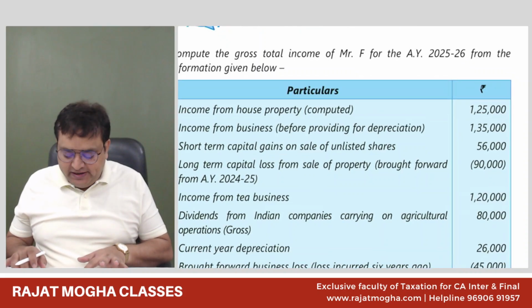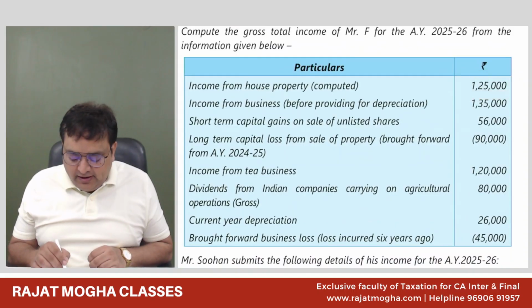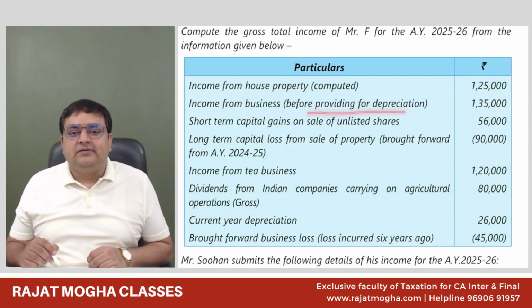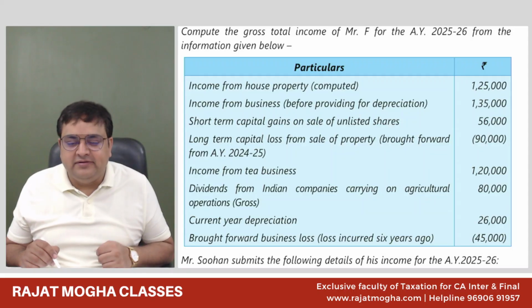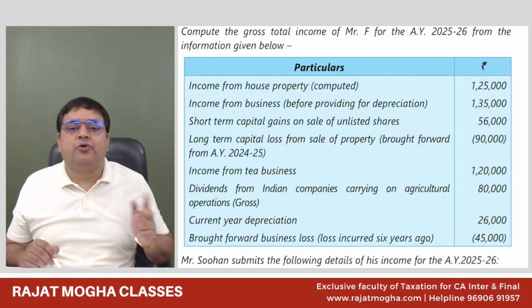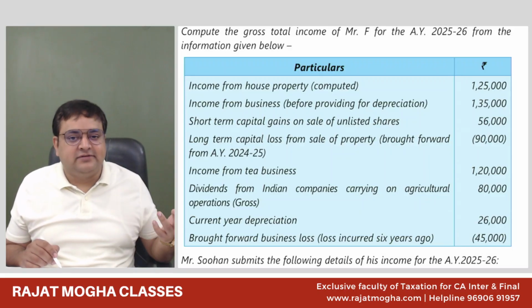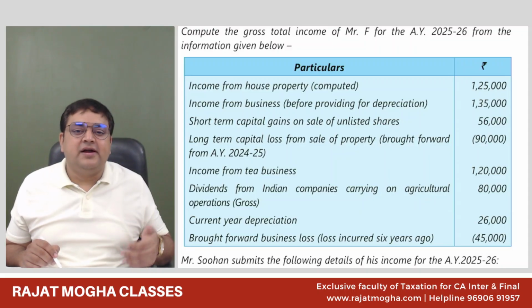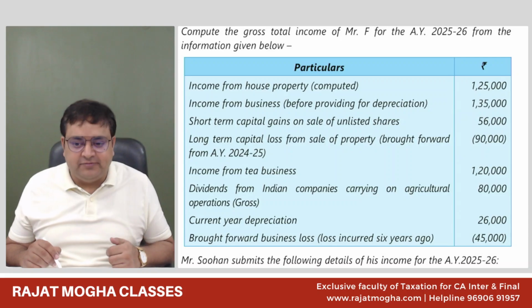Income from house property. So house property is positive. Income from business before providing for depreciation. See, if we have a PGBP income and we have not provided the current year depreciation, then current year depreciation should be provided first before the brought forward depreciation. Any depreciation which belongs to last year's, unless and until we have set off the current year depreciation, because current year depreciation is a current year expense. So first of all, we have to see the current year expenses.